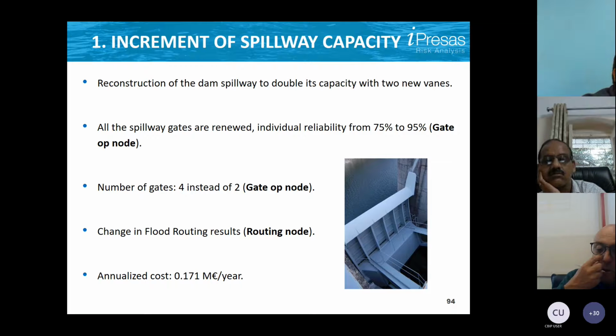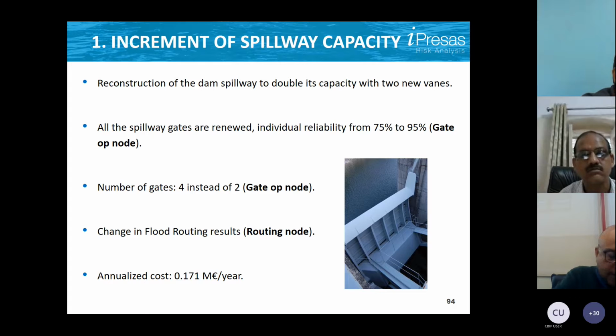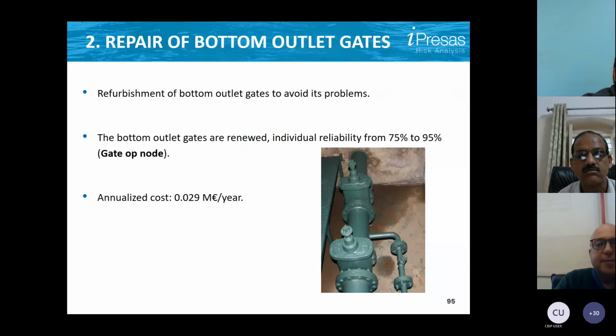You write this down because we will analyze this together. Hopefully we will have time for doing it all well, and then I will ask you to do these other 3 actions by yourself. The other action is refurbishment of bottom outlets. You refurbish it, you don't create new gates, but at least reliability of the bottom outlet moves from 75% to 95%. And there's the annualized cost of that action.